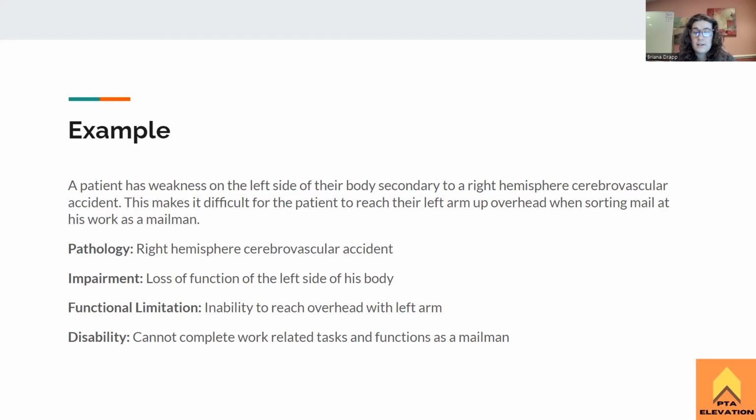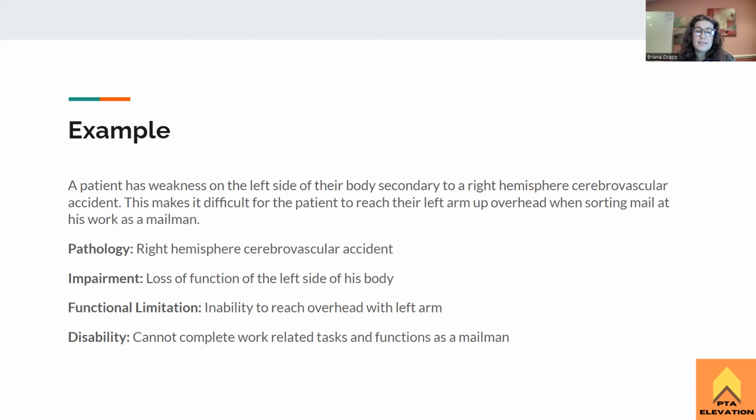So loss of function on the left side of the body. The functional limitation would be he cannot lift his arm overhead. Literally the action or the movement of lifting the arm overhead is not happening with this person. Therefore, that's the functional limitation. The functional activity has been limited by the pathology, which is the stroke.